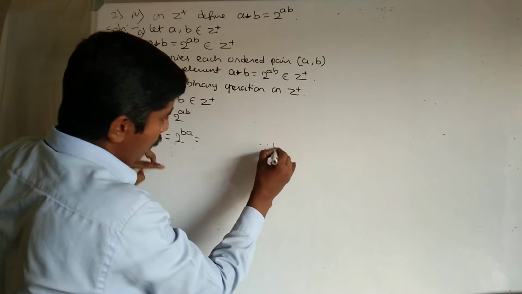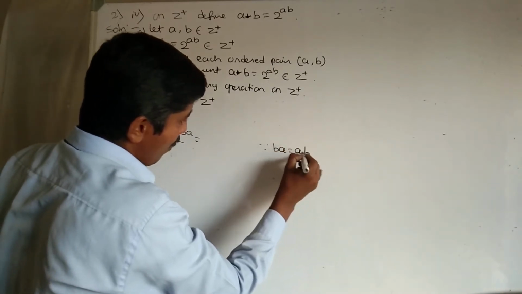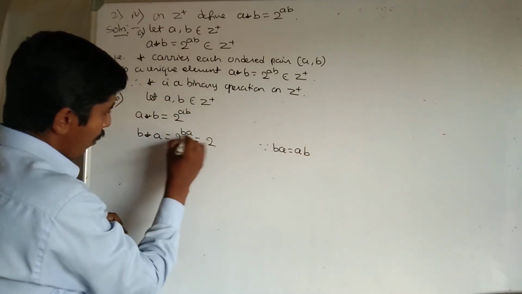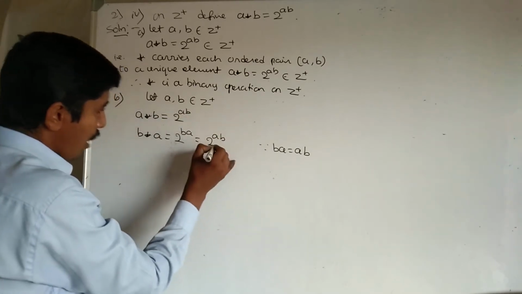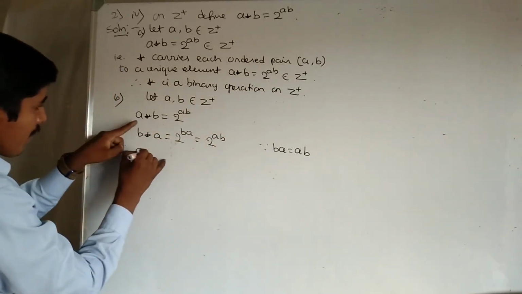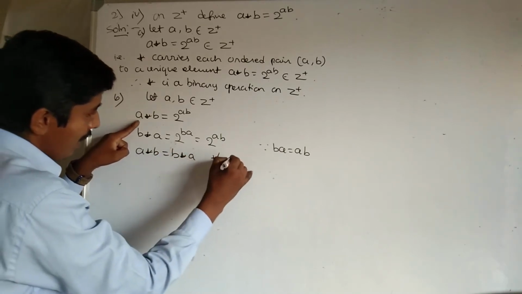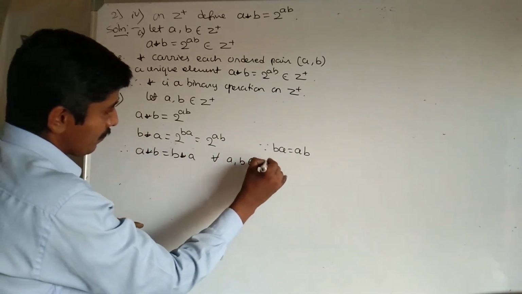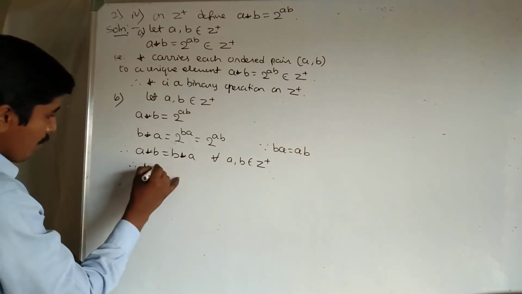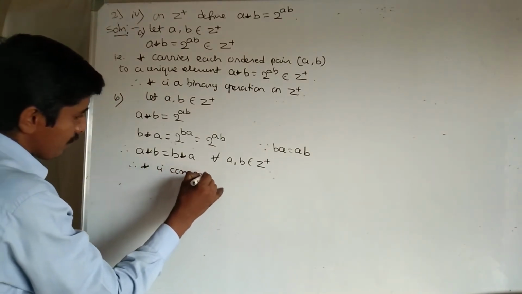So clearly we know that ba equal to ab, it is always ab equal to ba. So 2 power ab, these two are equal. Therefore, LHS equal to RHS: a star b equal to b star a for all a, b belonging to Z plus. Therefore, star is commutative.